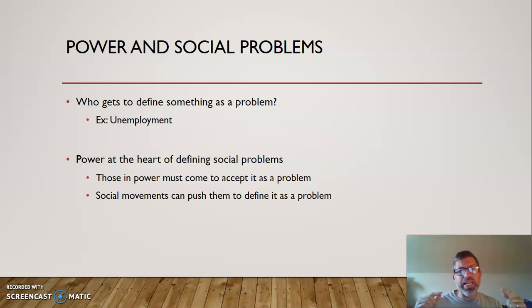So power is at the heart of defining social problems. Those in power must come to accept some given issue as a social problem. They must see it, perceive it, and define it as a problem that needs to be addressed. And one of the things that I want you to see here is that social movements become really critical in pushing those who are in power to see something as a problem, even when they may not naturally want to see it or may not be in their interests to see it as a social problem.